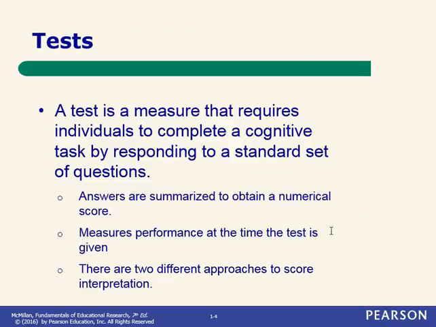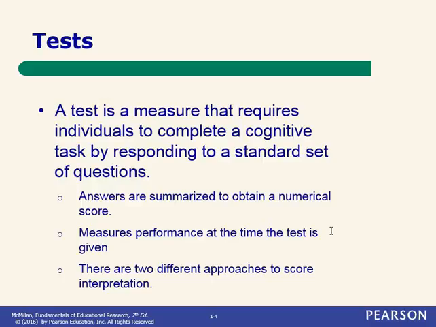Now we're going to get into some different forms of data collection for quantitative studies. And one of the primary things that we see, particularly in experimental studies, is the use of tests. And tests are used largely to assess an individual's ability to complete some cognitive task or set of cognitive tasks. And we see these where the answers are summarized, obviously in numerical scores, because this is quantitative that we're talking about today.